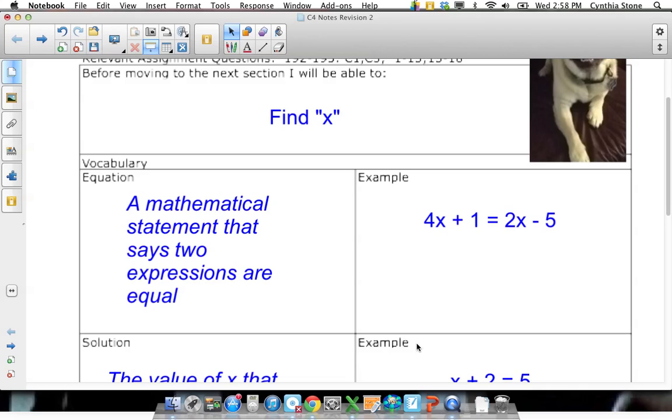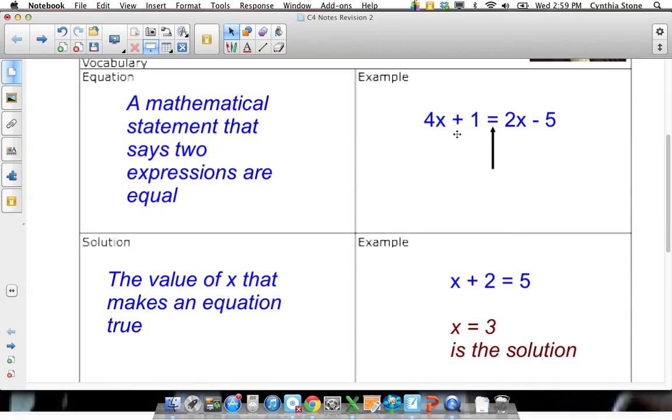So first, the vocabulary, the language we'll use. If I say equation, I call it a math sentence or statement, and what it means is these two things are equal. The key part of an equation, the thing that has to be there for an equation to be true, is the equal sign. So it means that these things over here are equal to these things over here. And a solution to an equation is what x is so that it can be true.